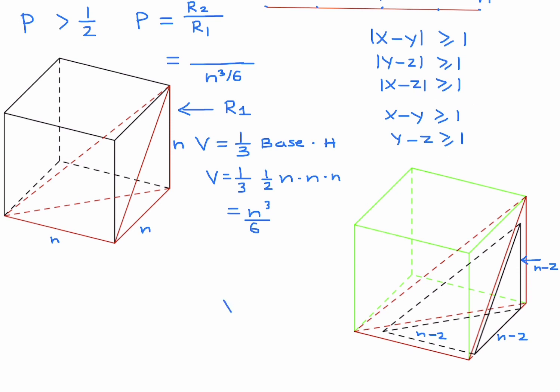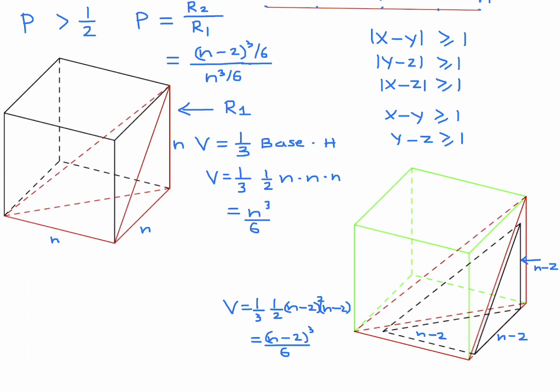So the volume of that tetrahedron is 1/3 times the base, which is 1/2 base times height, which is n minus 2 squared, and then the height, which is n minus 2. So this just becomes n minus 2 all cubed over 6. So that's R2, so we put this over here, n minus 2 cubed all over 6, like that.